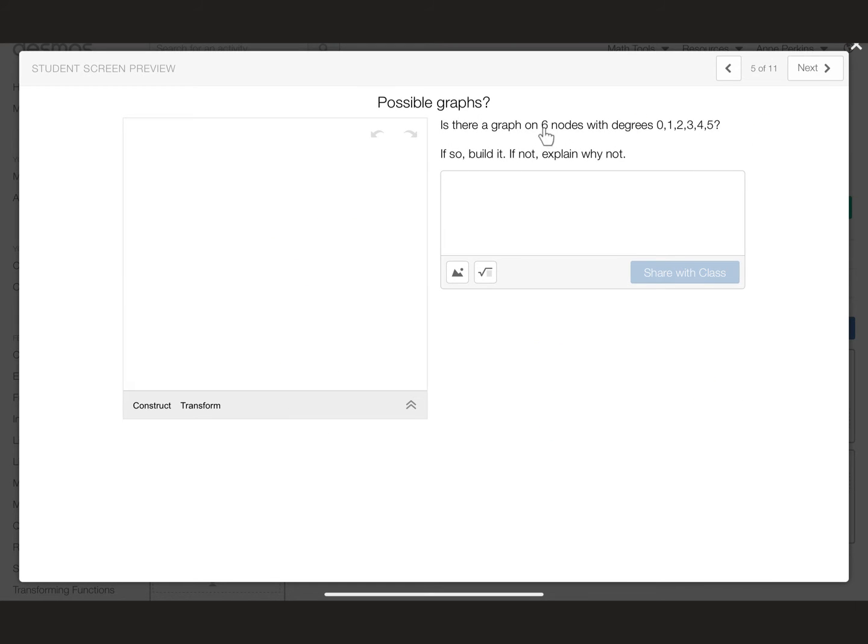So what about a 6-node graph with these degrees? Again, if you sum them, you're going to find the same thing, right? 1 plus 2 is 3, 3 plus 3 is 6, 6 plus 4 is 10, and 10 plus 5 is 15. It's not going to work.